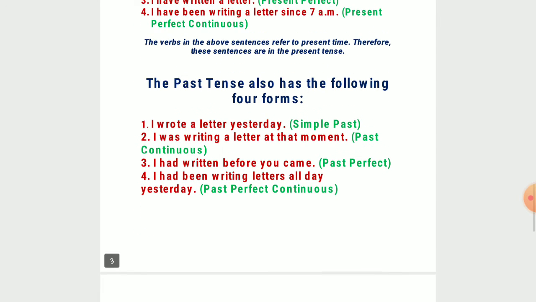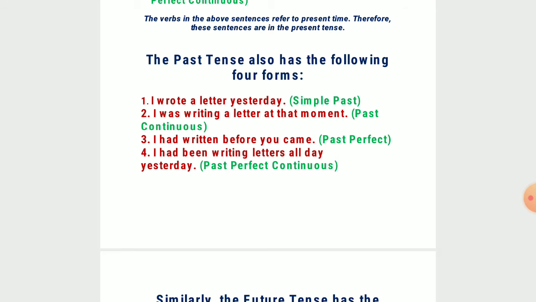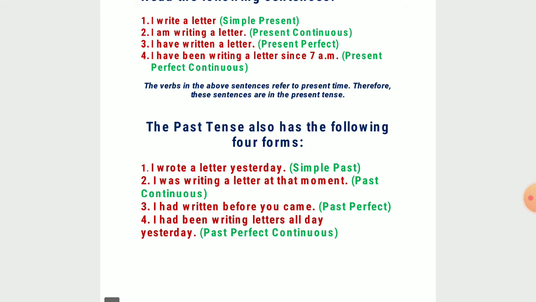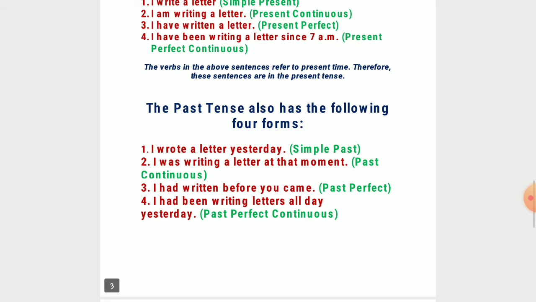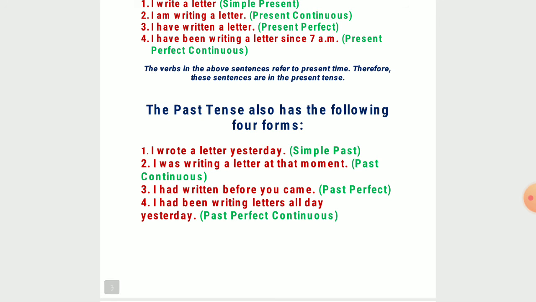Now, let us move on. The past tense also has the following four forms. Just like in case of the present tense, we have the four forms that I had already told to you all. Now, the past tense has also four forms. What are those four forms? Number one, I wrote a letter yesterday, it is in simple past. I was writing a letter at that moment, it is in past continuous. I had written before you came, it is in past perfect. Now another one is there, I had been writing letters all day yesterday. It is actually an example of past perfect continuous tense.